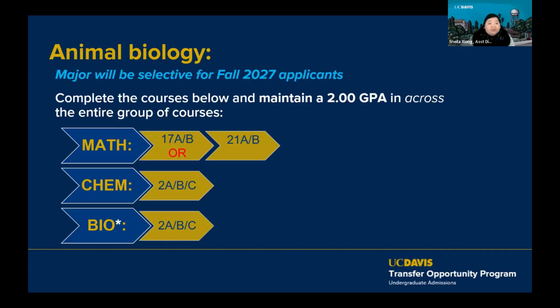But yeah, for animal bio, you are required to have completion of MAP 17A and B or 21A and B. You need the Chem 2A, B, and C courses and the Bio 2A, B, and C courses as well.